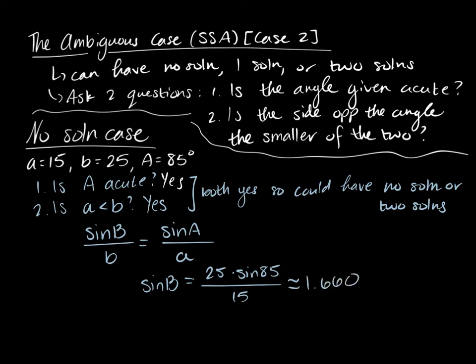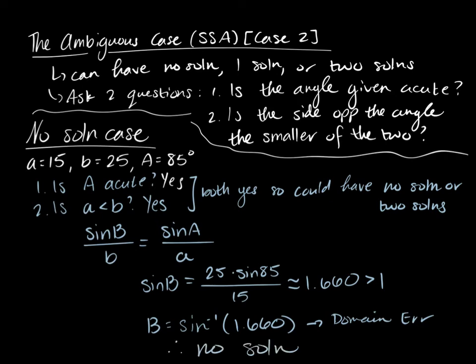Here's the issue. This is greater than 1. So if you tried to take the inverse sine of 1.660 in your calculator, you should get a domain error. This is because since it's greater than 1, we cannot get an angle. There is no angle corresponding to 1.660. So therefore, there is no solution.